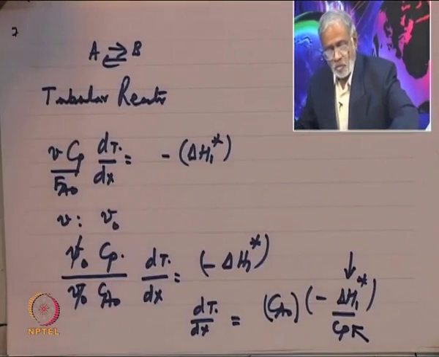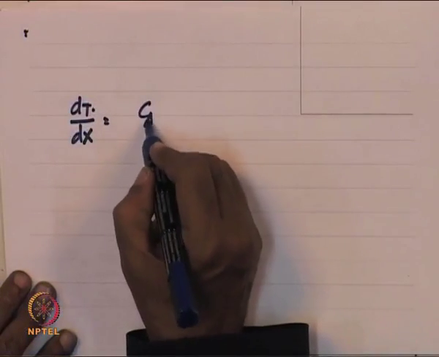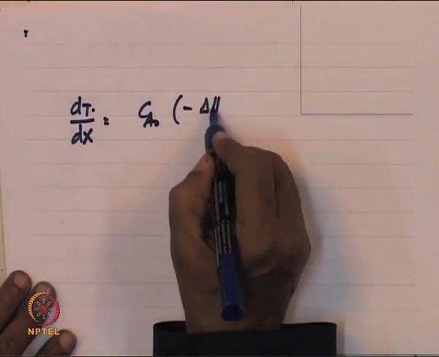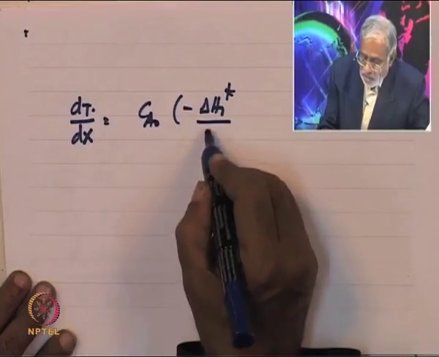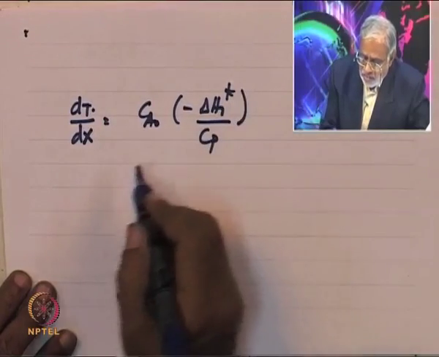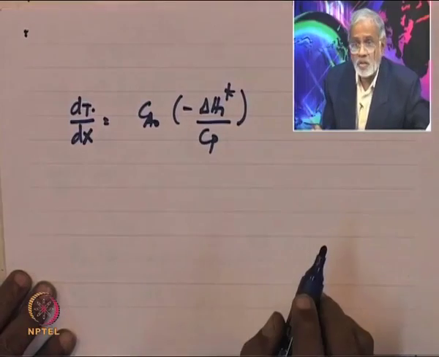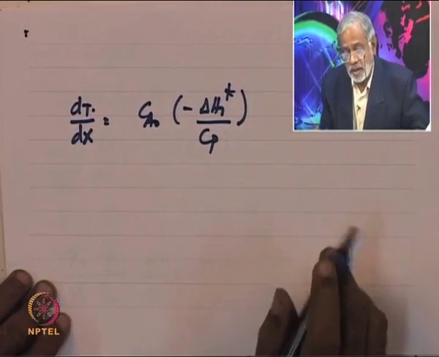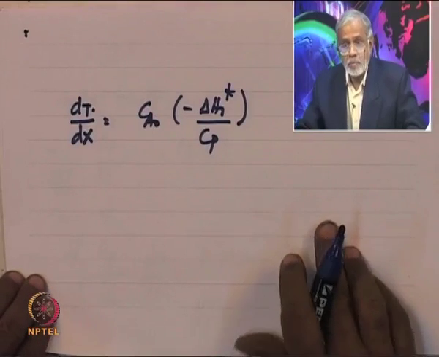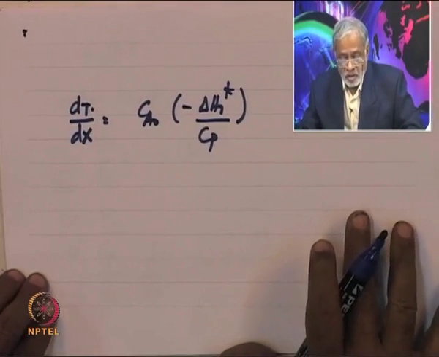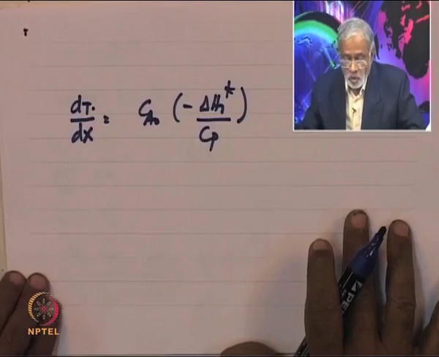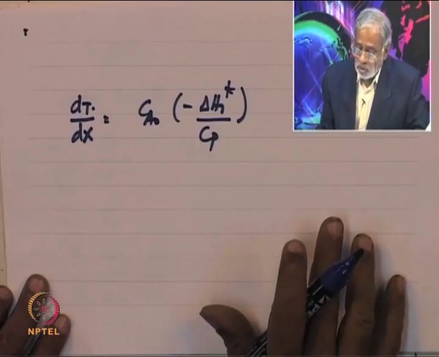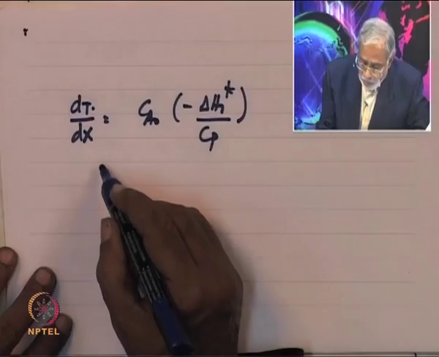So, in other words, what we are trying to say is that dT/dx equals C A0, which is a constant, times minus delta H1 star, which does not change very much, divided by C P, which also does not change very much. Therefore, the right hand side is a constant. This is the point we are trying to put across. So, the right hand side is a constant.